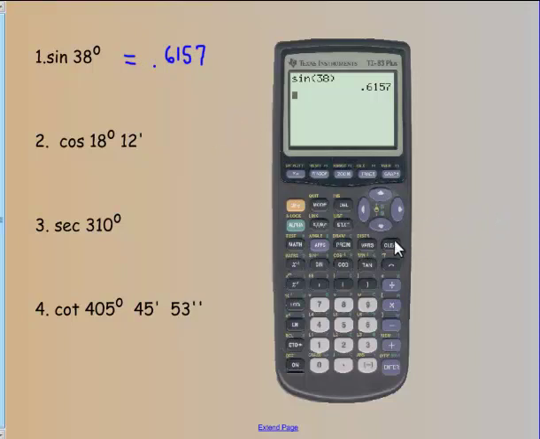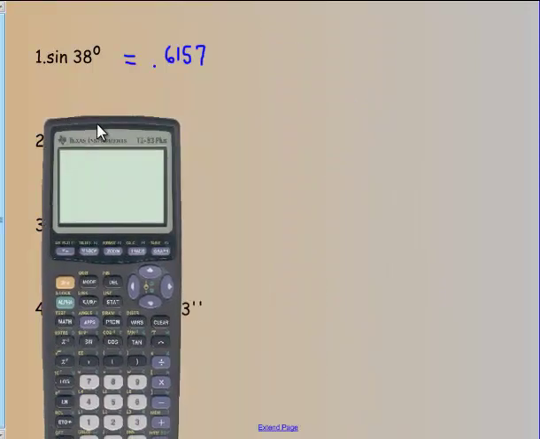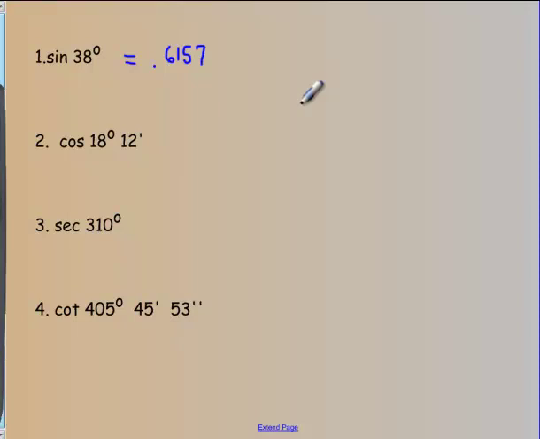The next one's a little different because it's not just degrees. It's degrees and minutes. If you remember, an angle can be broken down into degrees, minutes, seconds. You have degrees, you have minutes, you have seconds. And it's the same thing, just like a clock. There are 60 seconds in a minute, and there are 60 minutes in every degree. And then there's 360 degrees in a full circle. But once again, your calculator can handle all this. You just have to know where the key is.